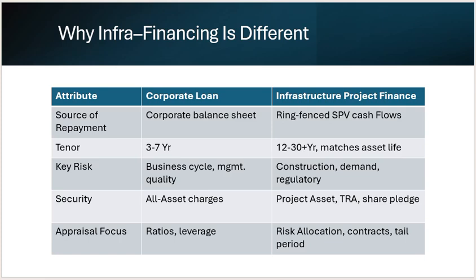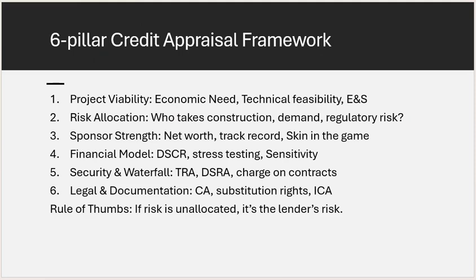So in the next slide, guys, we are going to discuss the six most important pillars of the credit appraisal framework. You should mug up and understand all these in detail, guys. The first is project viability, second is risk allocation, then sponsor strength, financial model, security and waterfall, and legal documentation. And the rule of thumb is that if a risk is unallocated, it is the lender's risk. We are going to discuss each key pillar in detail.